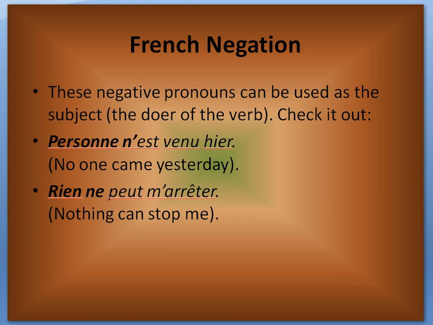Coming at the beginning of a sentence, we can put personne right at the beginning. Personne n'est venu hier. Rien ne peut m'arrêter. Instead of coming after the verb, personne and rien come at the beginning of the sentence.